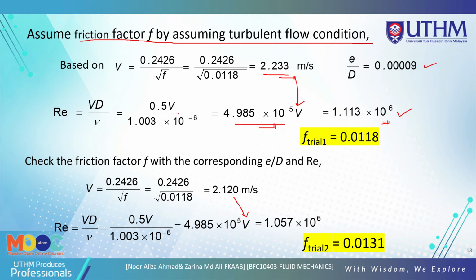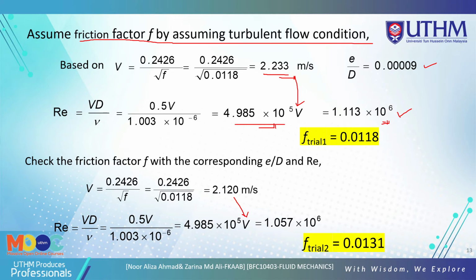Okay, so the F trial 1, 0.0118, you just try here. Based on the F trial, you just assume 0.0118 and put it here, so you get the value of velocity. Okay, and then put the velocity in this Reynolds number, you get the value of Reynolds number here.